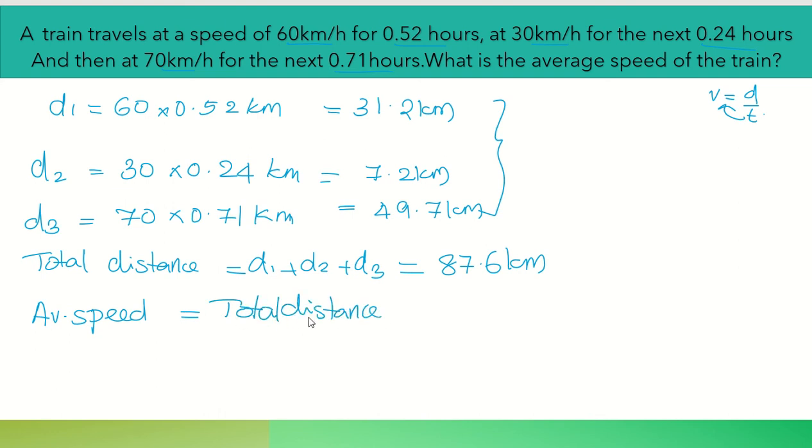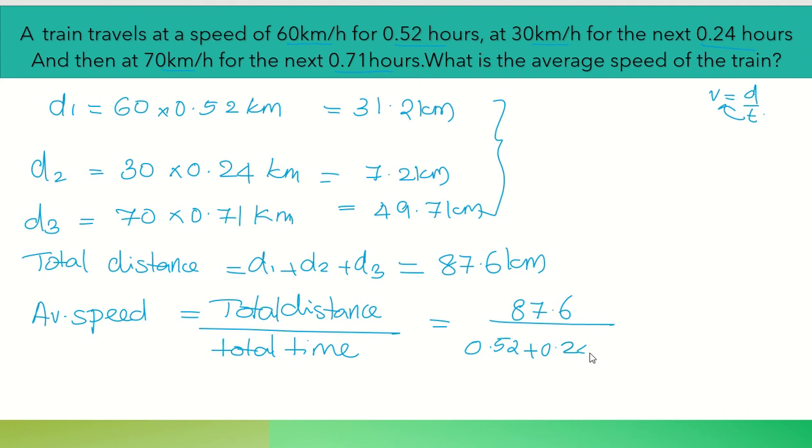Total distance traveled by the object by total time taken. So what is the total time? They have given the individual times. We can just add it. So 87.6 divided by 0.52 plus 0.24 plus 0.71. Okay. So you get 87.6 divided by 1.47 after you add all these things, and you get the value as 59.9 kilometer per hour. You have to pause the video and try the calculations.